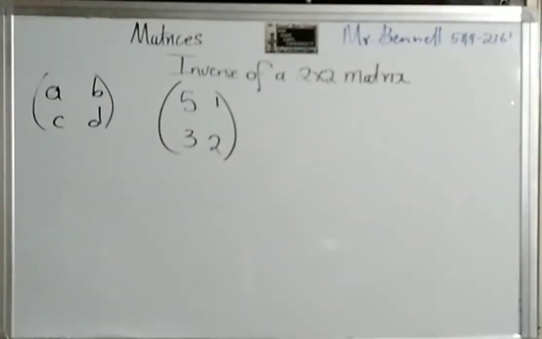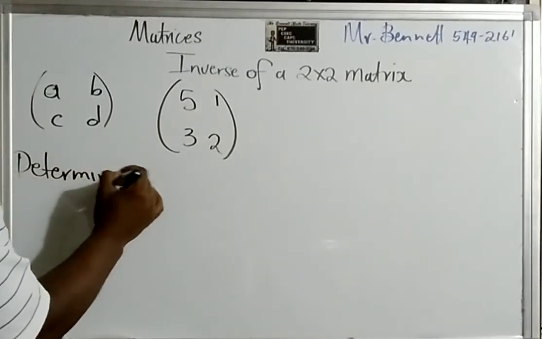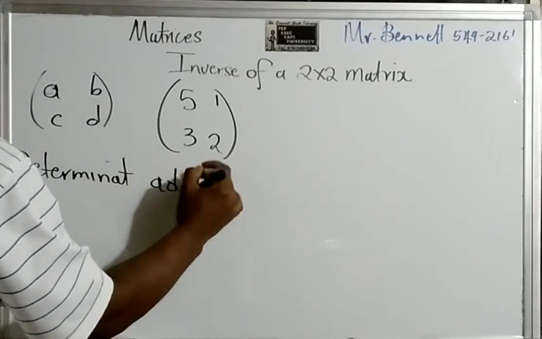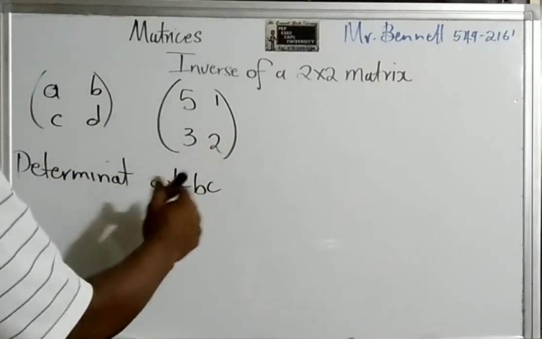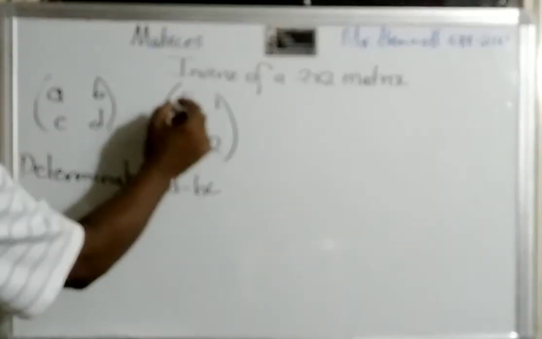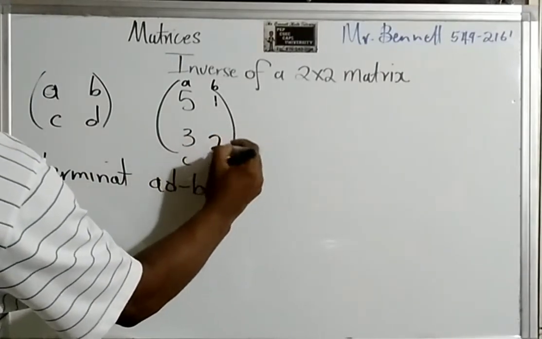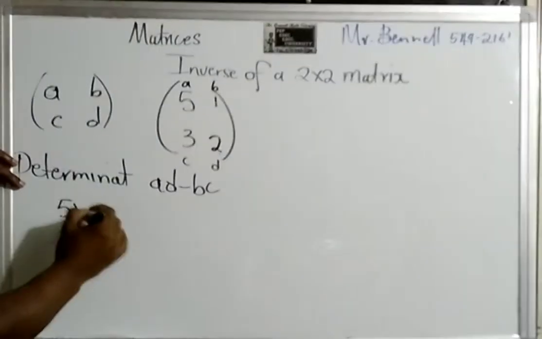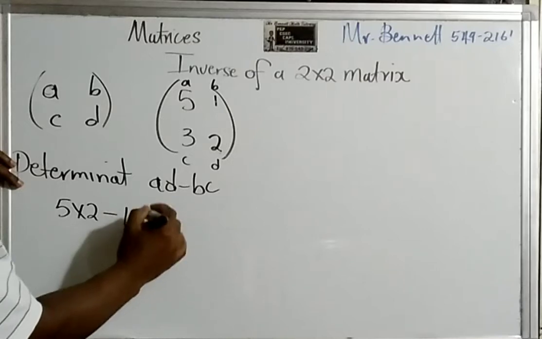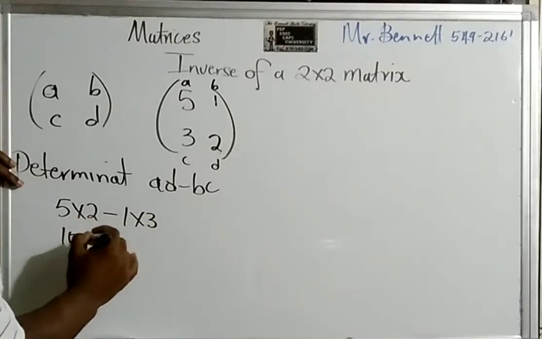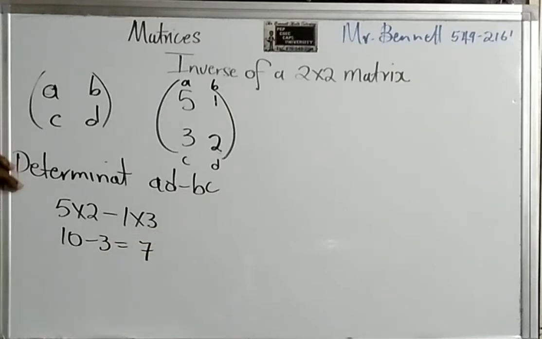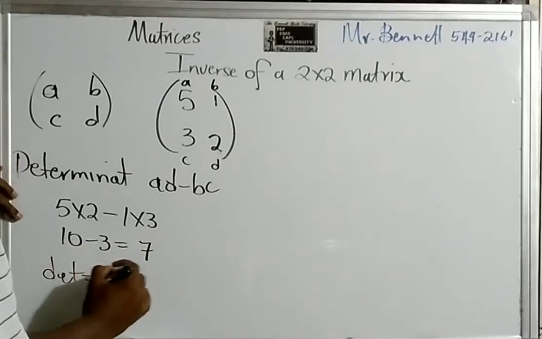Now first, before we find the inverse, let us look at the parts that determine the inverse. Now the determinant is AD minus BC. So what we'll be doing is to multiply 5 times 2, because this is A, B, C, D. So we multiply 5 times 2 minus 1 times 3. So that is 10 minus 3, which is equal to 7. So we can say the determinant is equal to 7.